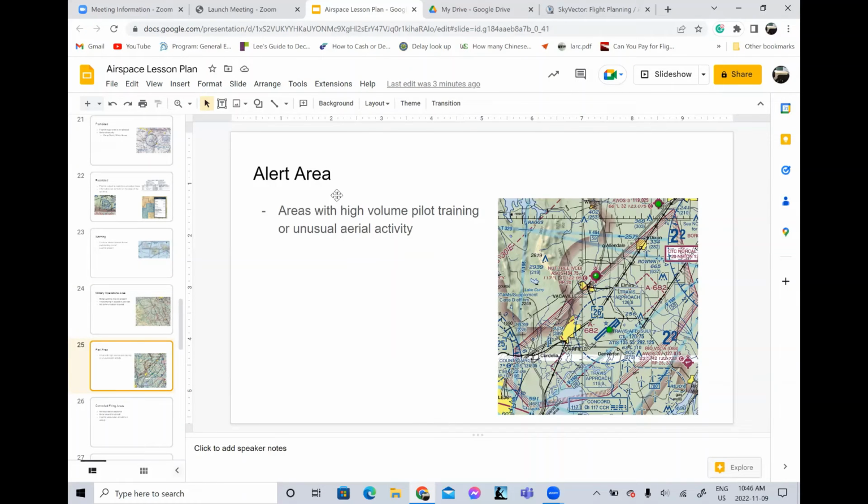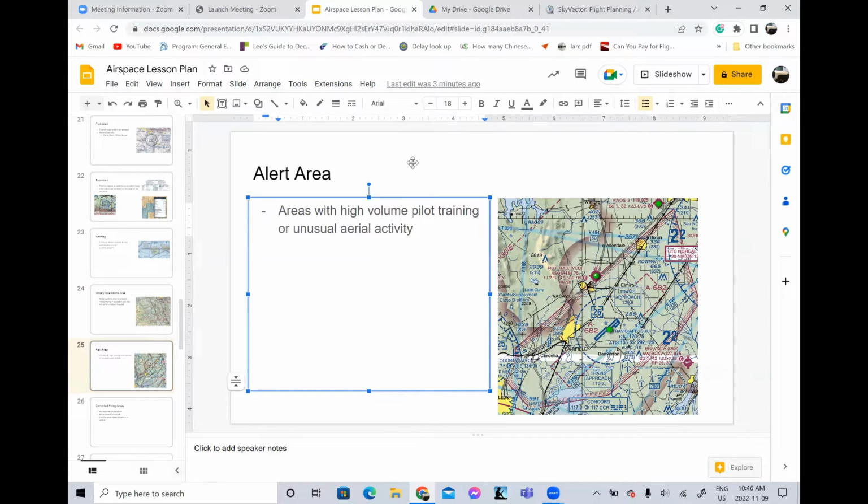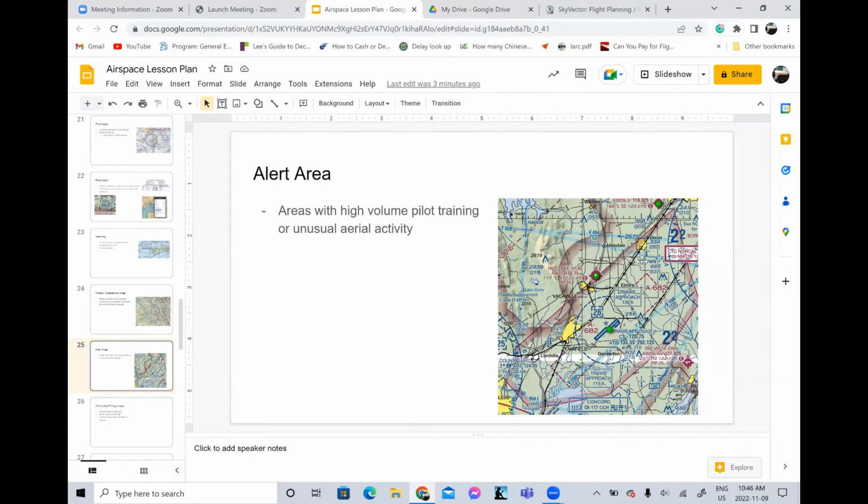An alert area is an area which has a high volume of pilot training or unusual aerial activity. As a VFR pilot, you are allowed to fly through that airspace, except you've got to be very vigilant and watch out. Here's an example of Travis Air Force Base. I've been down there once, and oftentimes you'll see large jets in the traffic pattern practicing landings. So just keep an eye out because those guys are flying wider traffic patterns and they're going much faster.